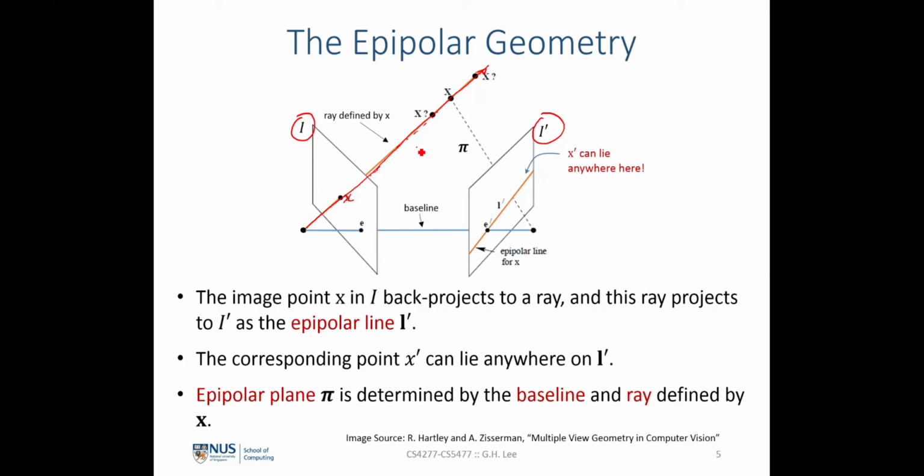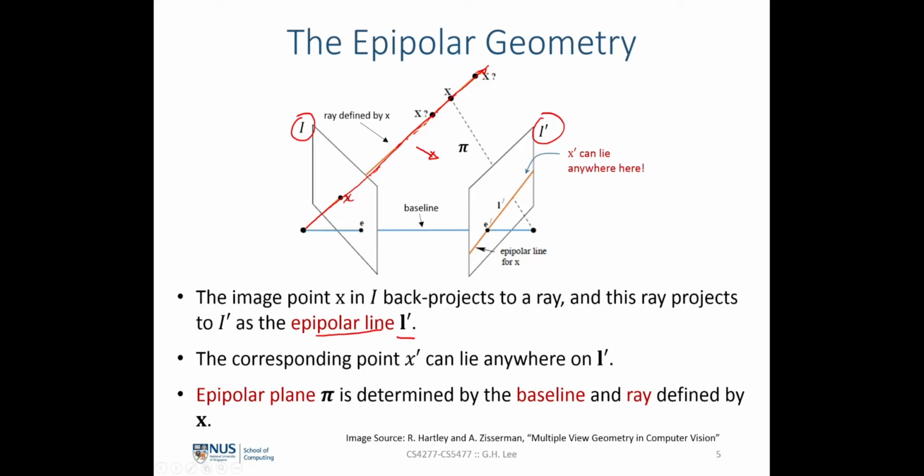Now let's project this 3D ray onto the second image view. And we can see geometrically that this light ray is going to project onto a line on the second image, which we are going to define as the epipolar line and denote it as L prime. So since the 3D point can lie anywhere on this light ray, the corresponding point of the first image coordinate can lie anywhere on the epipolar line.